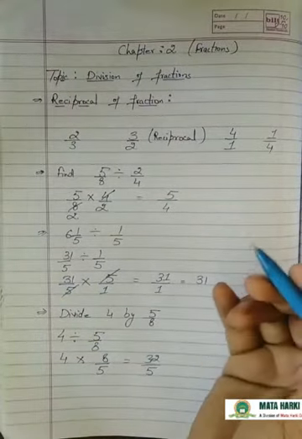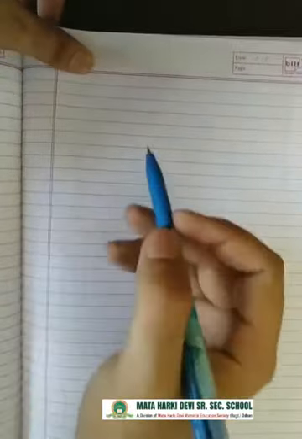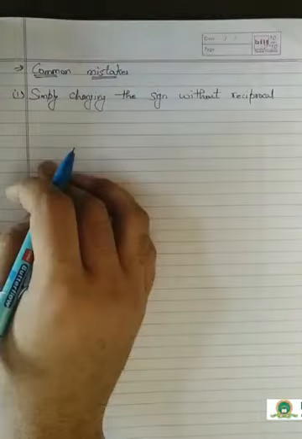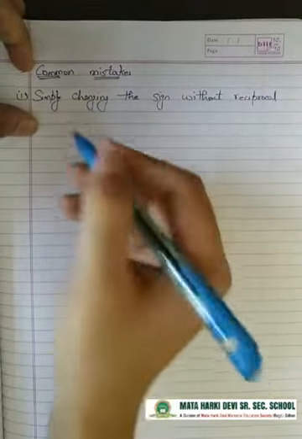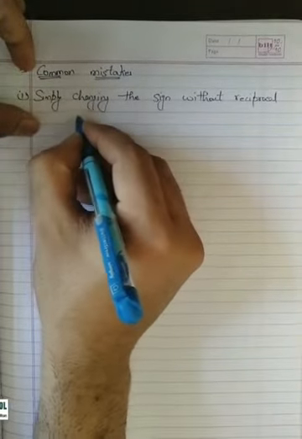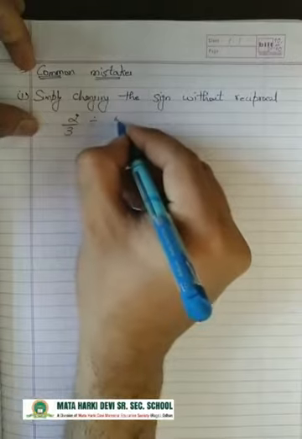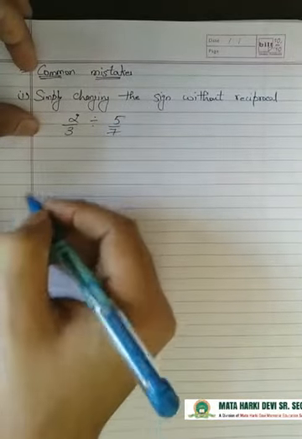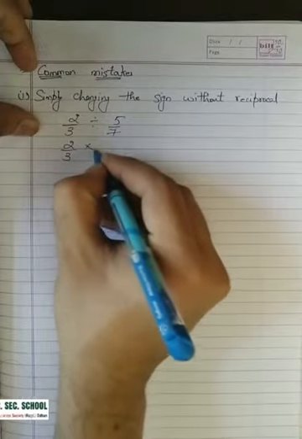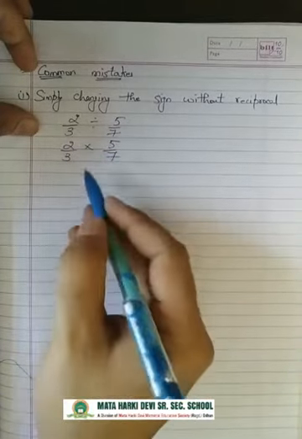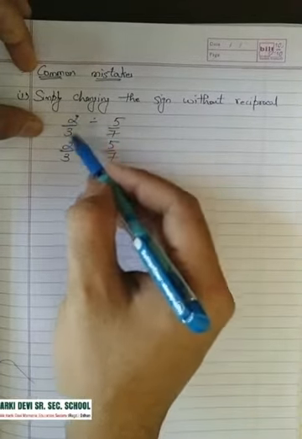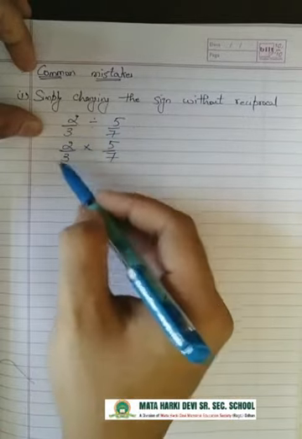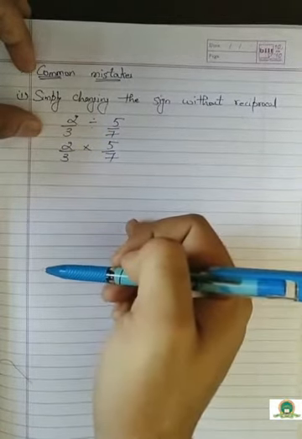There are a few common mistakes that are mostly seen in this division topic. The first one is simply changing the sign without doing a reciprocal. For example, if we have the quotient 2 by 3 divided by 5 by 7, sometimes the students forget to do the reciprocal of the second fraction and just change the sign into multiplication. So this is not possible.